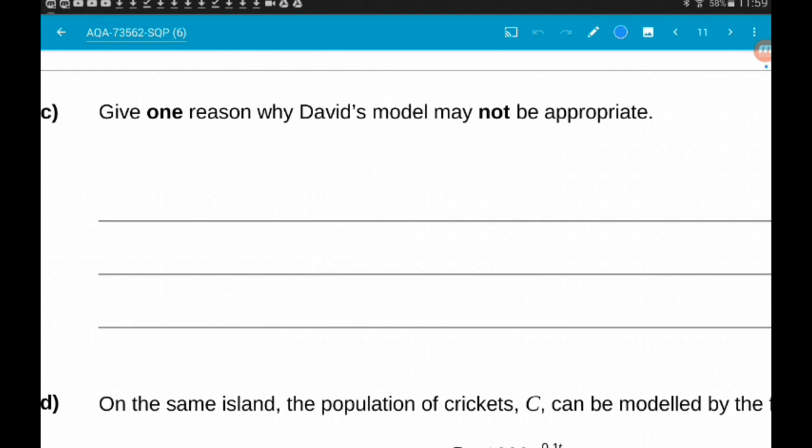Then we're asked to give a reason why David's model may be inappropriate. The one that struck out to me is that he only took data over 3 years. That's quite a short period of time to be modelling population growth. Other things are that unexpected factors may affect the population, like predators, disease, natural disasters. There's no cap on the population growth, so theoretically his model can shoot off to infinity. Obviously, there can't be an infinite number of rabbits. They would get to a point where they are overpopulated and then they would start dying off. So he hasn't accounted for that. Anything like that would be a valid reason.